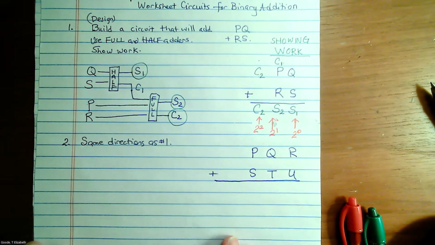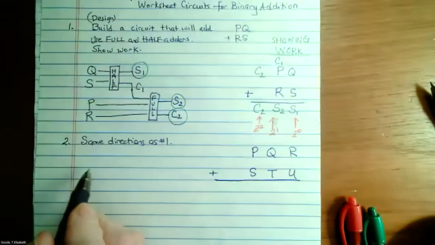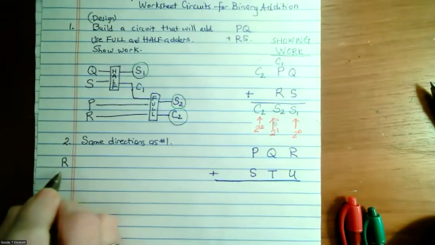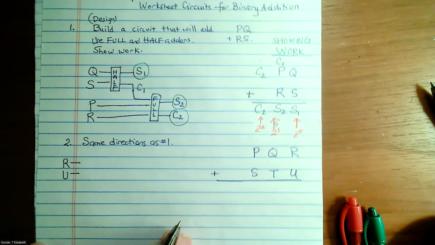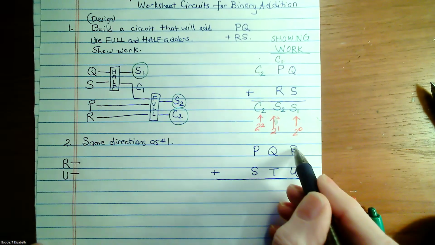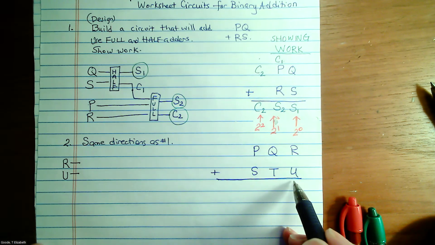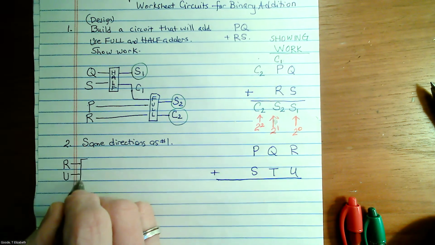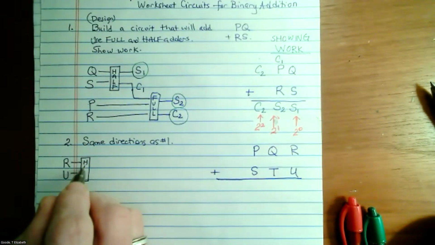So what would be our first input wires that we would draw? R and U. Yep, and I'm going to put them over to the side a little bit because I know I'm going to need a little more width here. R and U, what do we add? Because they're in the rightmost column, they're in the same column, they're in the 2 to the 0 column. So what kind of circuit do we use to add those? A half adder.